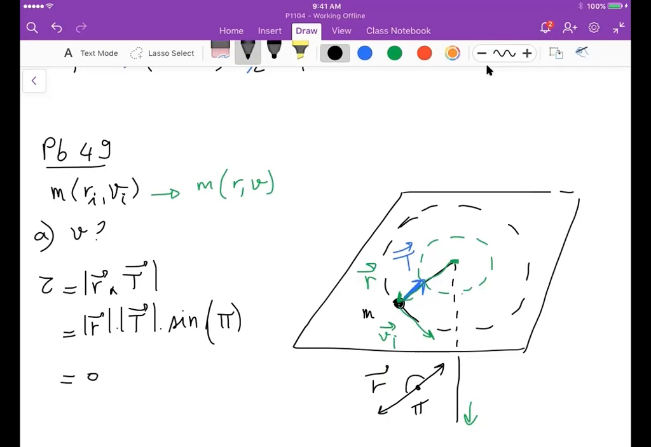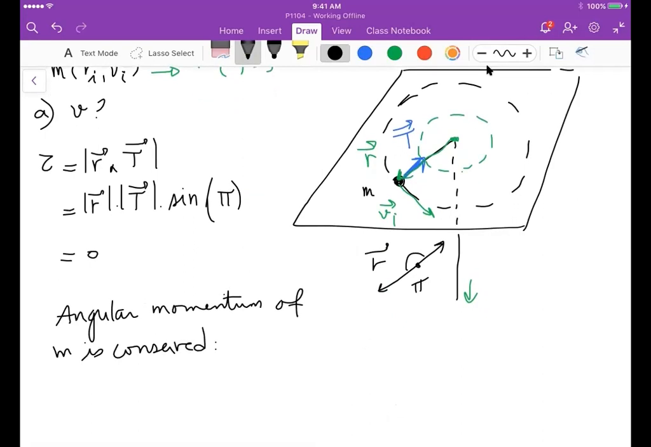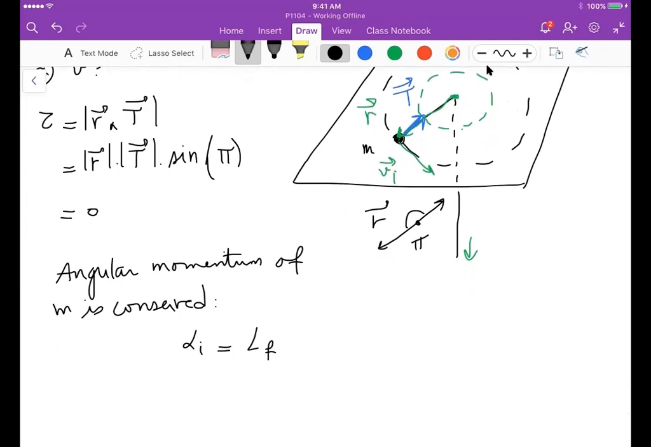And so we can say that we have conservation of the angular momentum. So we can say that the angular momentum of particle M is conserved. And if the angular momentum is conserved, that means that L initial is equal to L final. Now, how much is L initial? L initial is the angular momentum of the mass M, which is M times Ri multiplied by the linear momentum M Vi multiplied by the sine of the angle between the two. Since V is always perpendicular to R, we are talking about pi over 2.